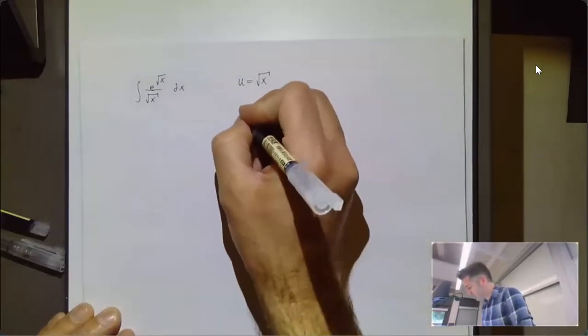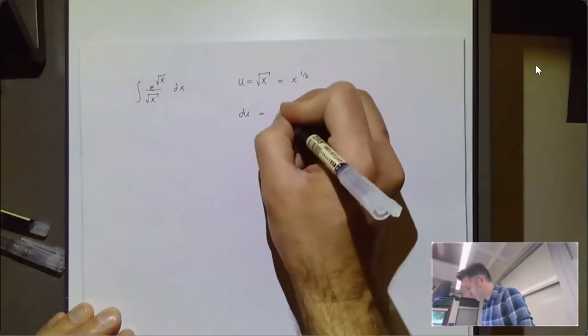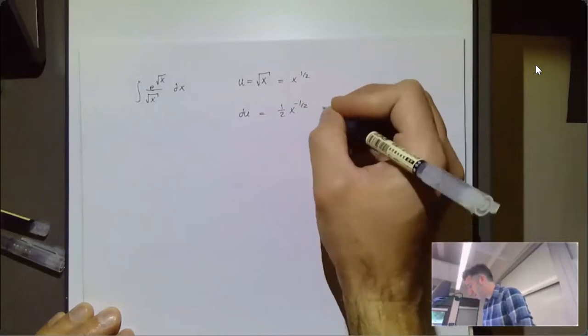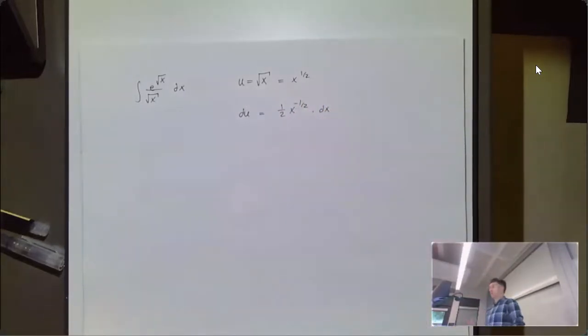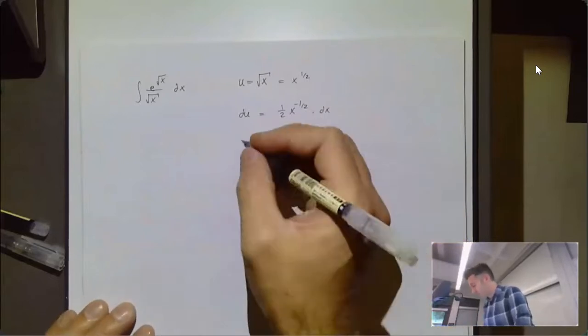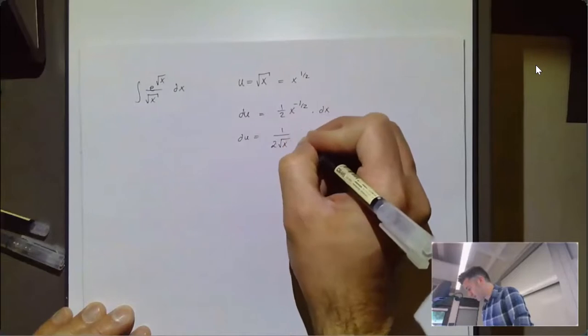So my du is going to be 1/2 x to the negative 1/2. Most of the time it's pretty standard to just start off by writing du equals your derivative times dx. I've been writing du/dx equals the derivative, but we kind of usually just jump to this spot here. And if you wanted, you could write this as 1/2 root x dx.